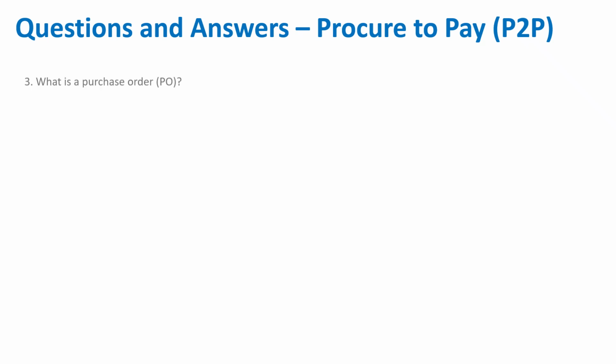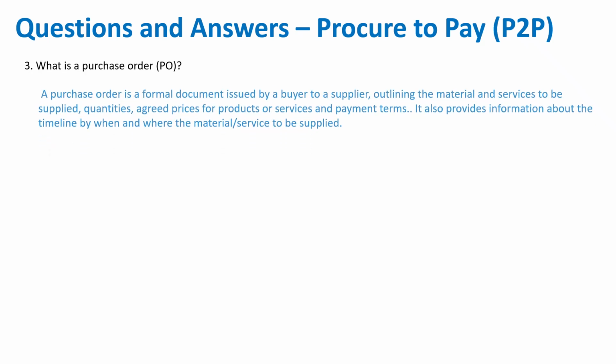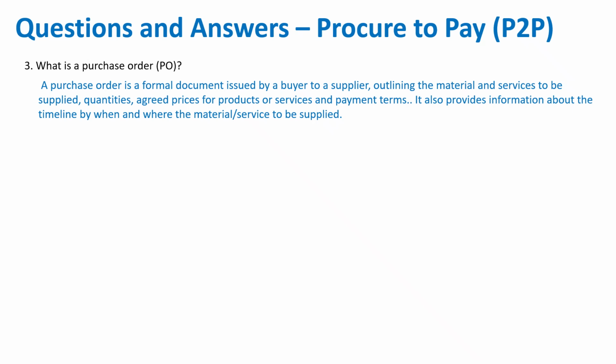Question number 3. What is a purchase order? So a purchase order is a formal document issued by a buyer to a supplier outlining the material and services to be supplied, quantities, agreed prices for products or services, and payment terms. It also provides information about the timeline by when and where the material or services to be supplied. So this is the legal agreement between the buyer and the supplier.